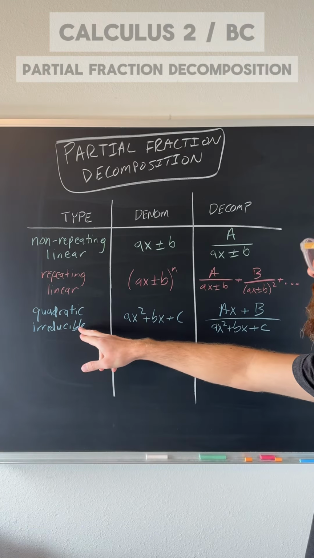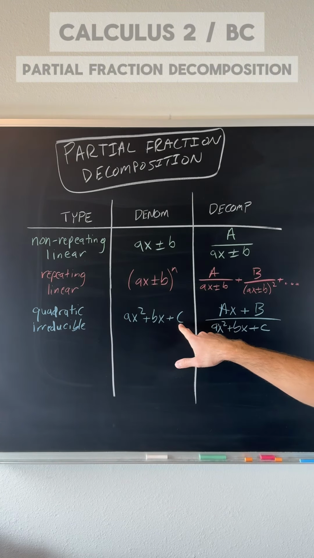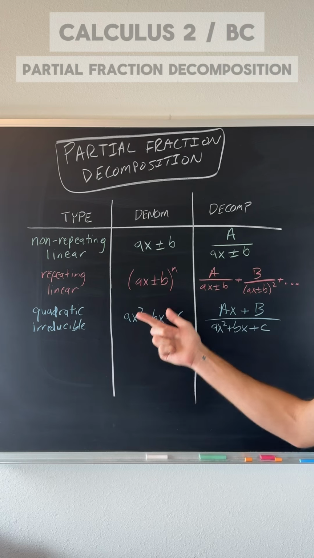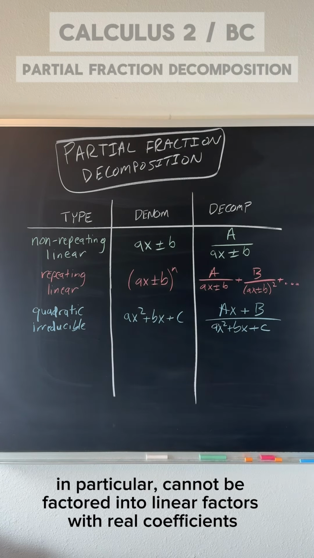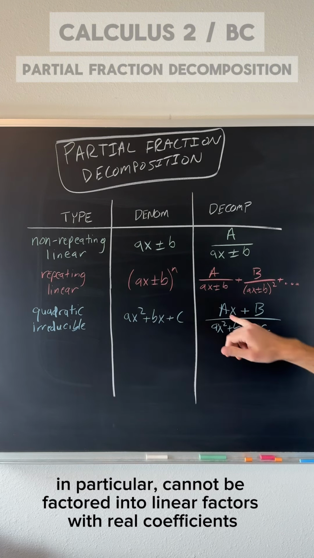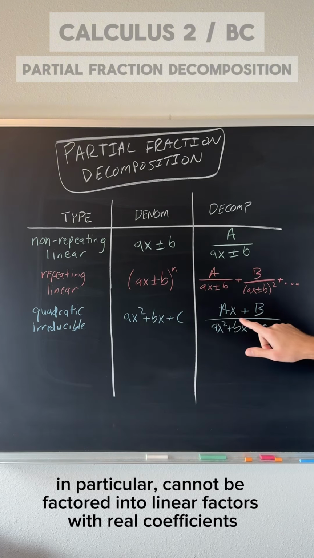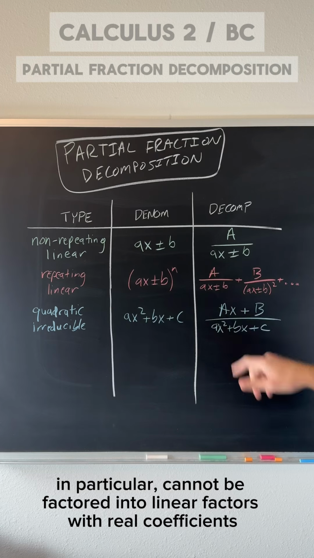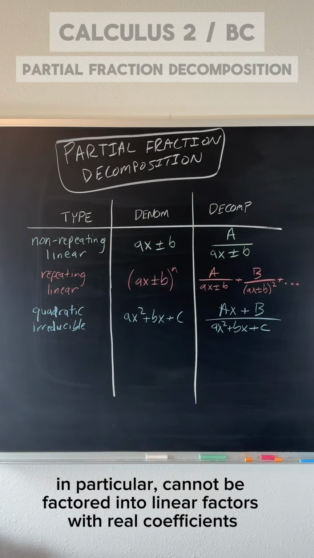For quadratic irreducible factors of the form ax squared plus bx plus c, where this cannot be broken down or factored anymore to look like some linear terms, we decompose it into a fraction where the denominator is that irreducible quadratic factor, and the numerator is a linear expression with Ax plus B. A and B are what we're going to find. These are our constant coefficients.